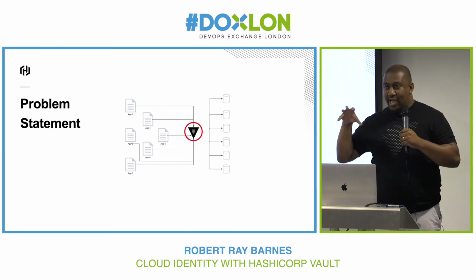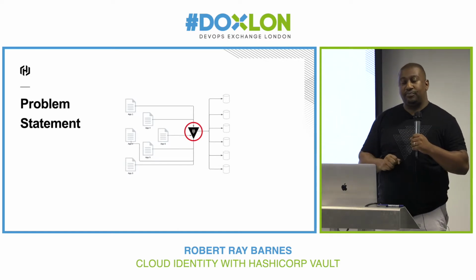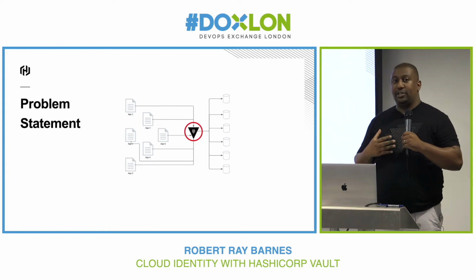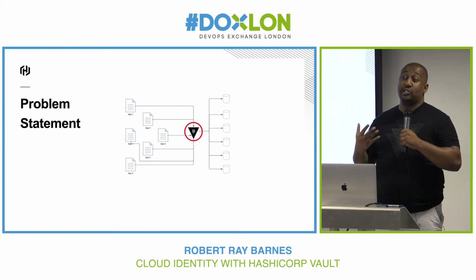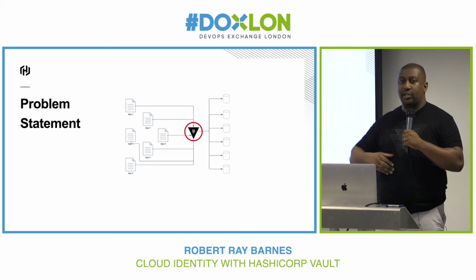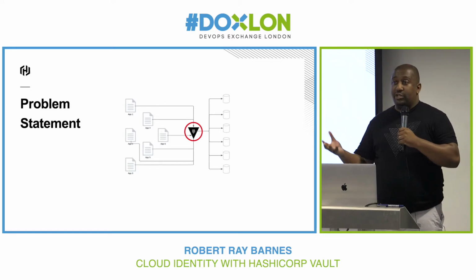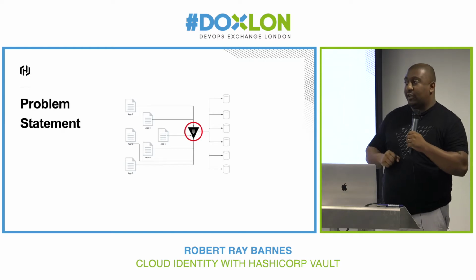So if we look at applications and we compare it to humans, in my opinion, the human side of things is very much a solved problem, right? So you have your centralized identity providers, so it could be Active Directory or whatever you're using as an identity provider.